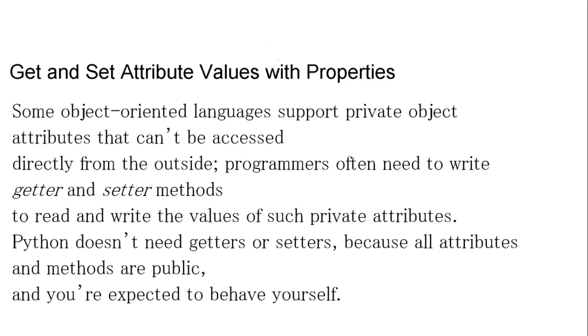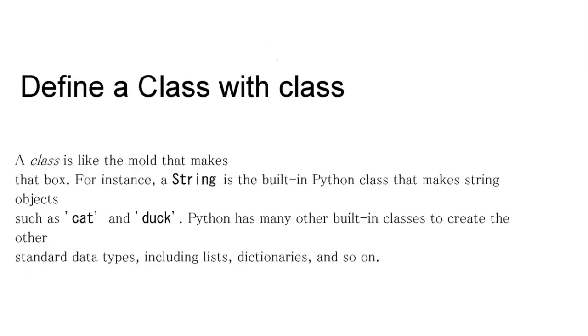Get and set attribute value with properties. Some object-oriented languages support private object attributes that cannot be accessed directly from the outside. Programs often need to write getter and setter methods to read and write the values of such private attributes. Python does not need getters or setters because all attributes and methods are public and you are expected to behave yourself.